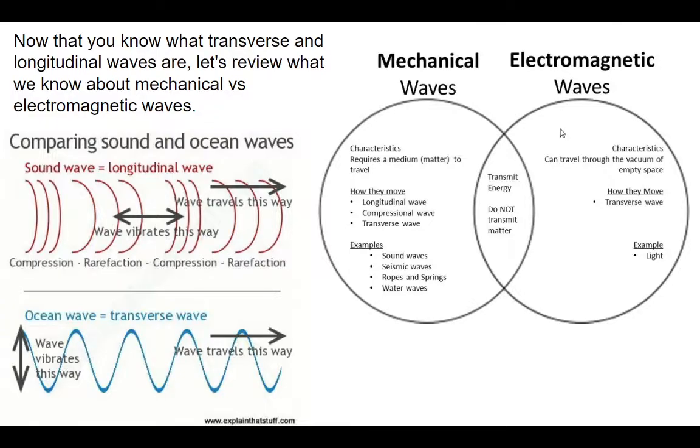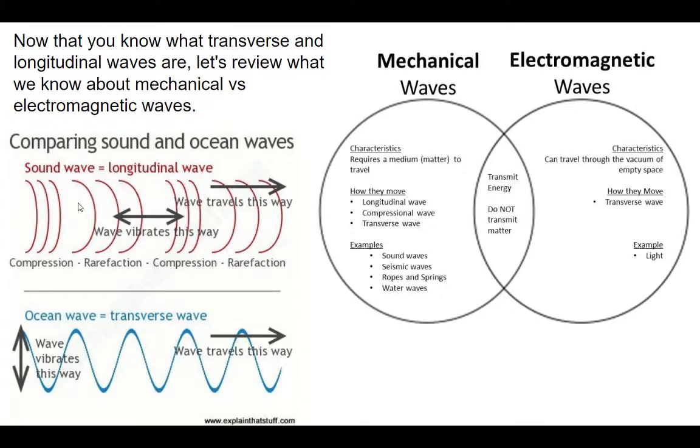Electromagnetic waves can travel through some media, but they don't need it. They move through empty space at the speed of light, 186,000 miles per second, or 300,000 kilometers per second. Light, infrared radiation, gamma rays, radio waves, ultraviolet waves, microwaves. These are the examples of electromagnetic waves.